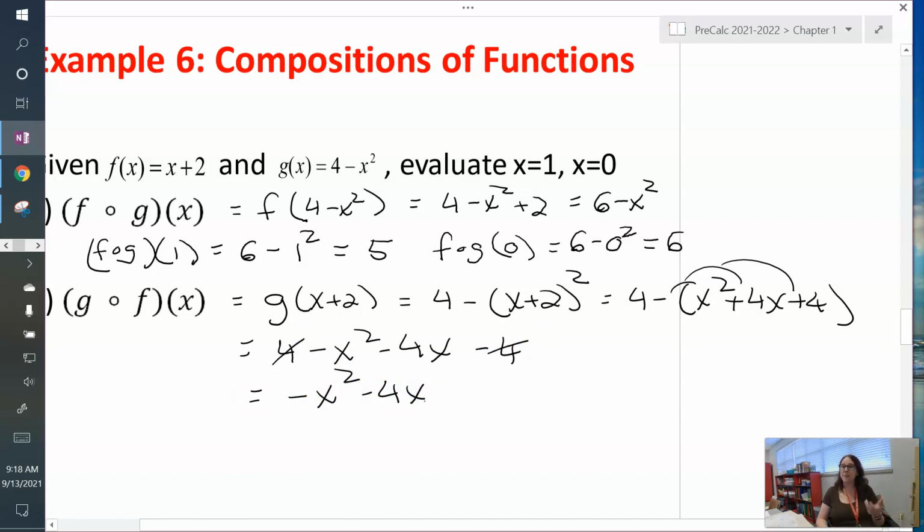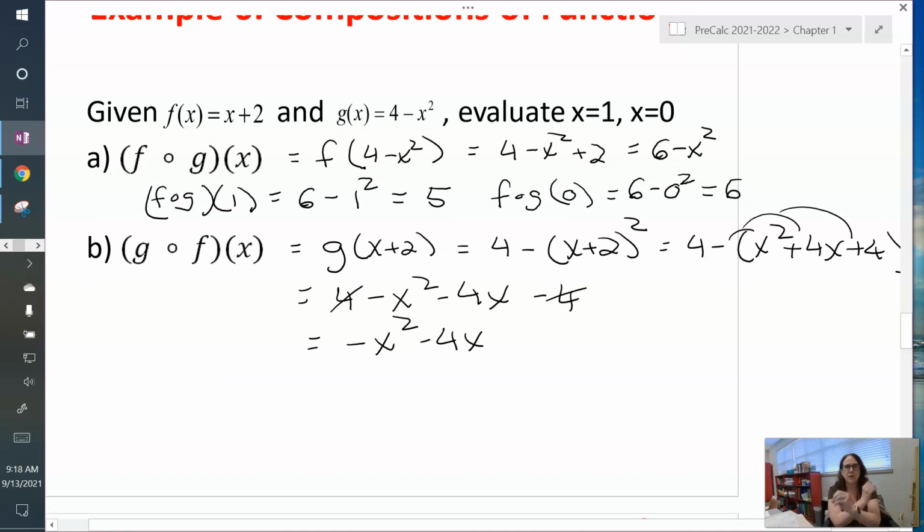So it's not the same as f∘g. I've put it in a different order, and I'm getting a different expression out. So these are not commutative. You can't always swap them around.